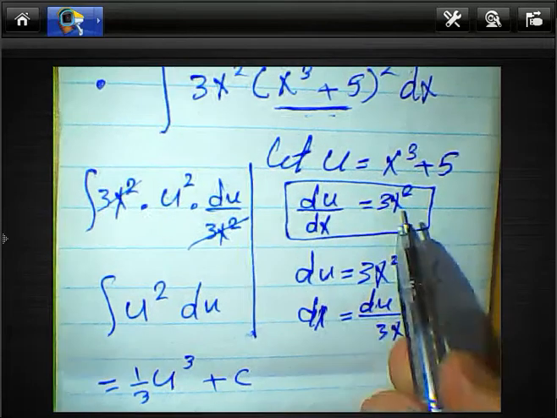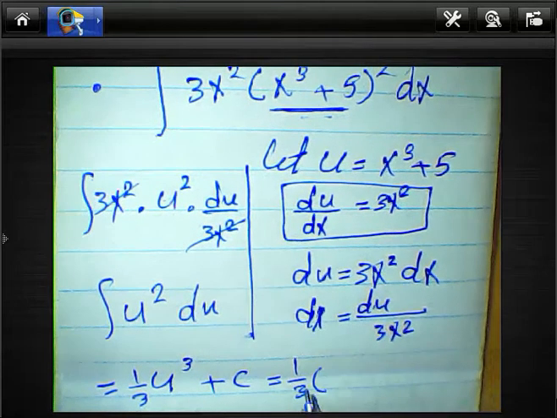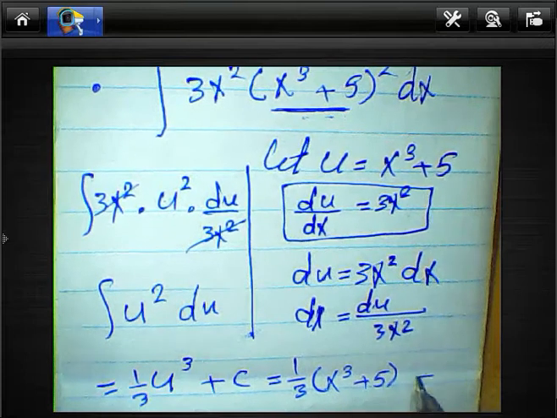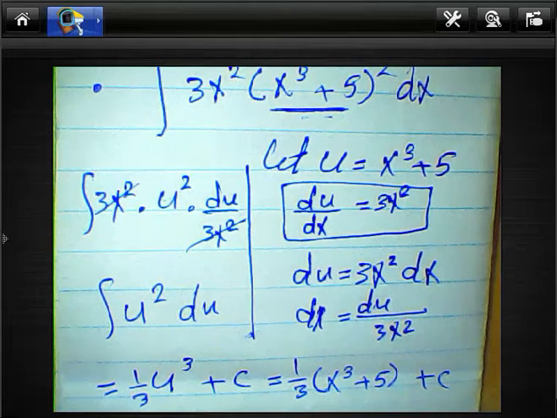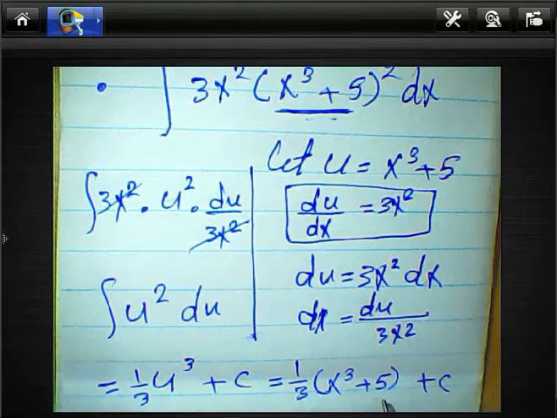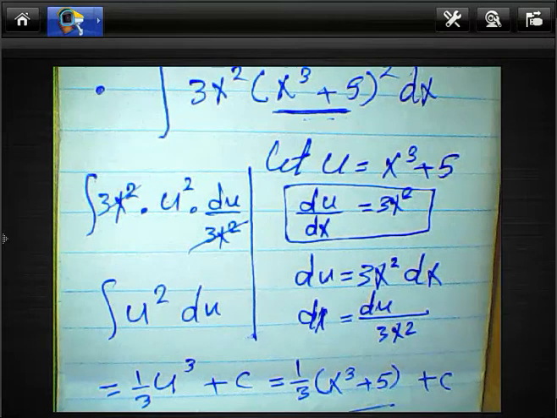u will be x power 3 plus 5, so the result will be one third, and we open brackets and write x power 3 plus 5 plus constant, because we can cancel this letter u and write x power 3 plus 5 in brackets. The result of the integration is this function.